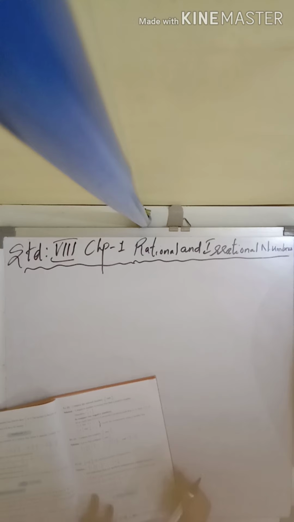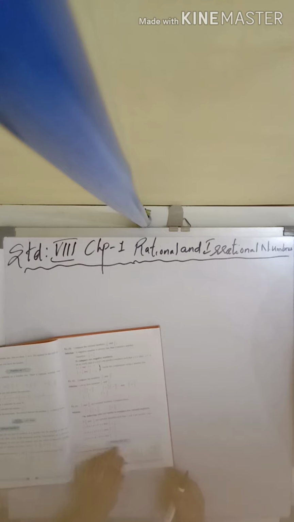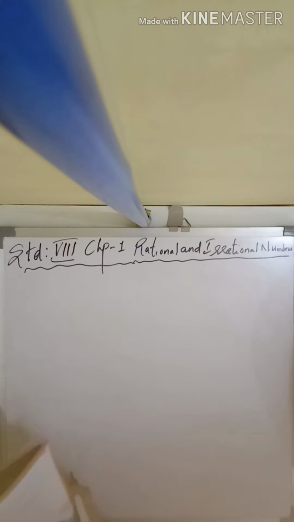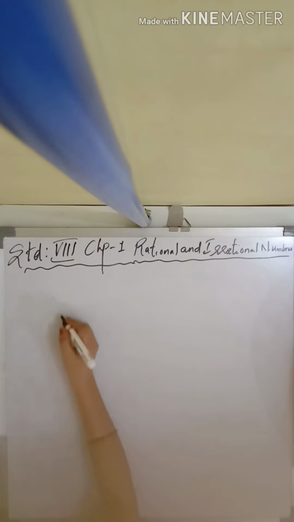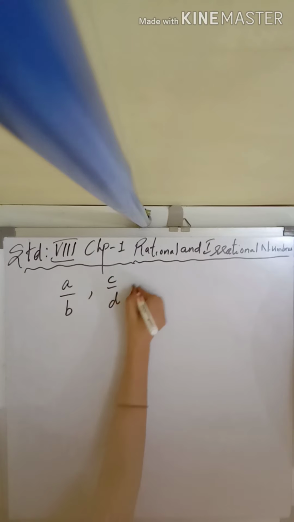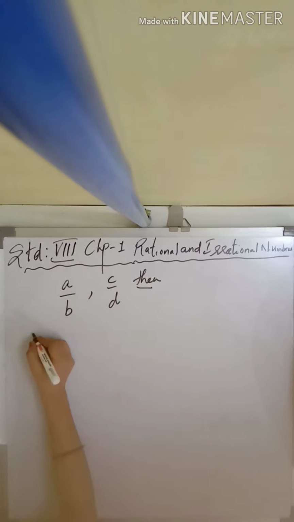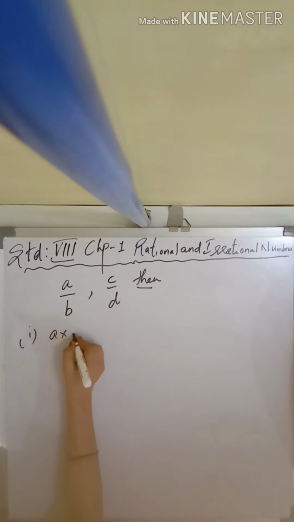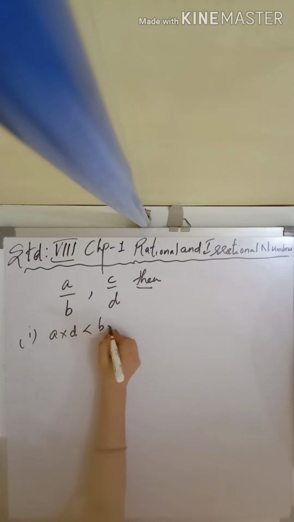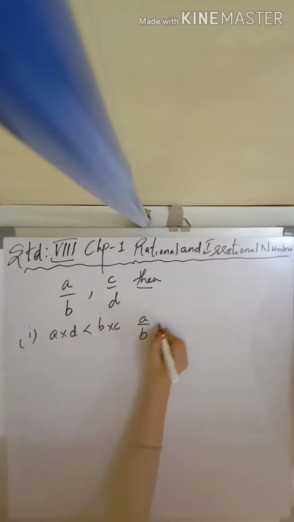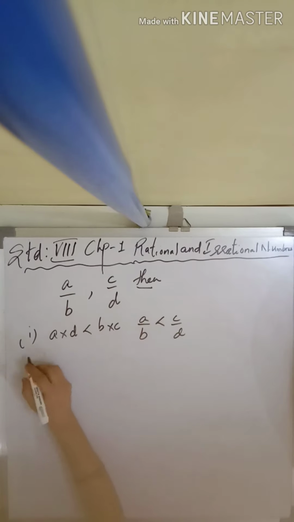These rules are in your textbook, page number 3. You can see above practice set 1.2, the following rules are used to compare two rational numbers. Let us revise these rules fast. If we have two rational numbers a upon b and c upon d, the first condition is: if a into d is less than b into c, then a upon b will be less than c upon d. This was the first case.